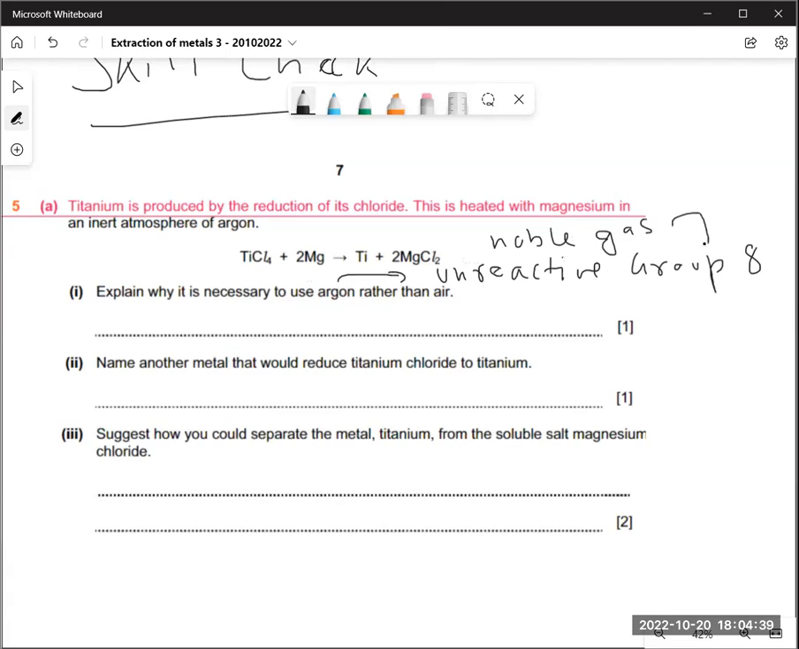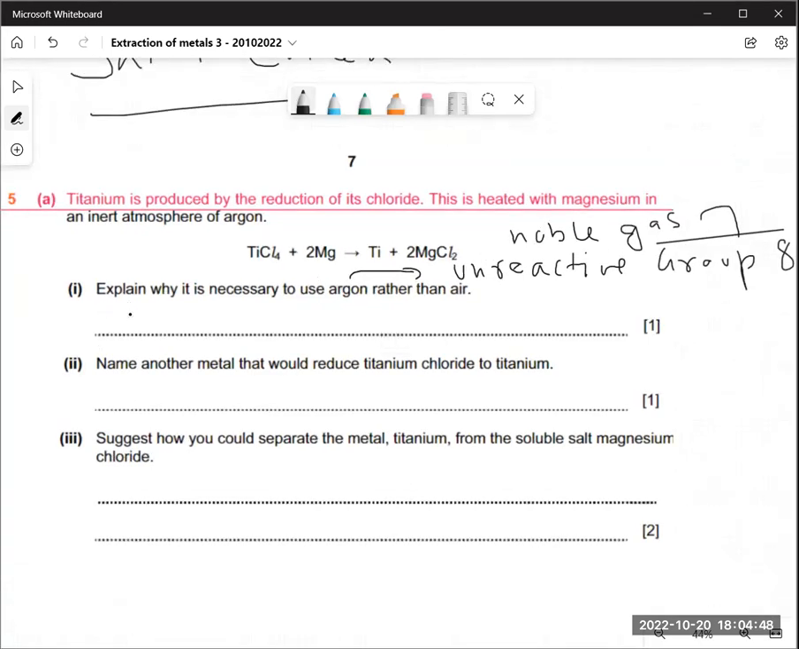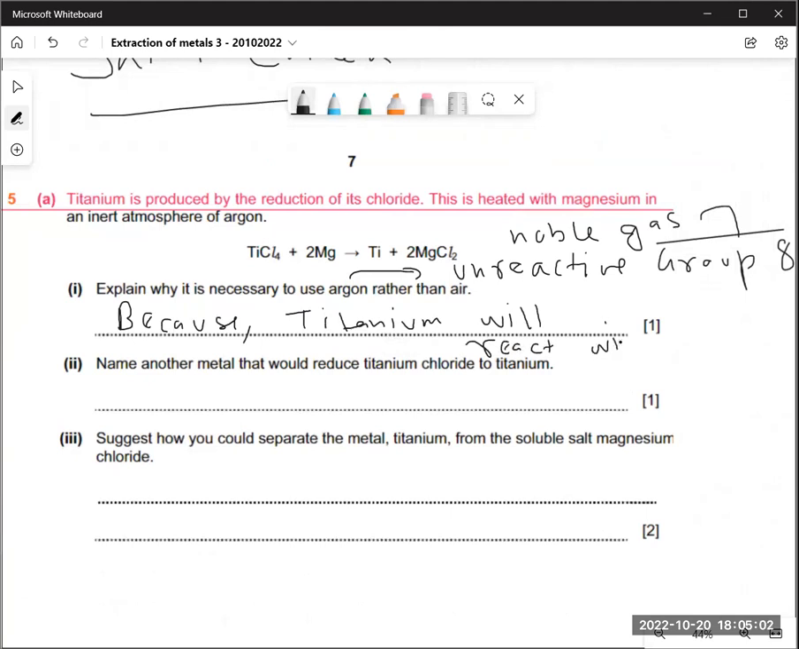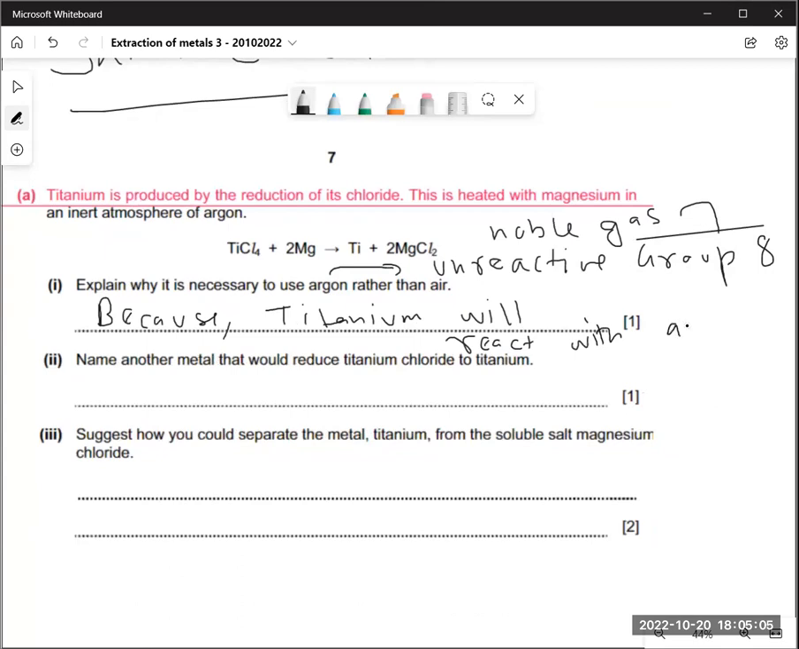So that it will prevent rusting. Prevent rusting, right? So we just say because titanium will react with air. I need to write the whole thing, not just prevent rusting. React with air, right? Because titanium will rust or react, we can say react with air. That's the answer. Any questions? No, sir. That's it. Now next answer.